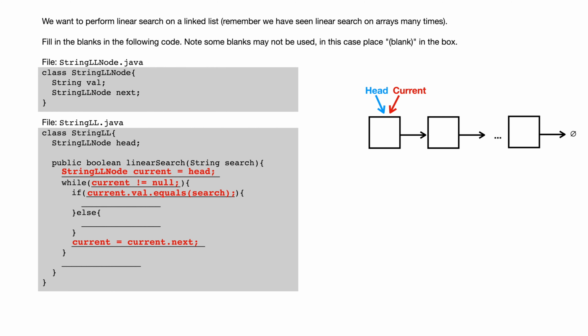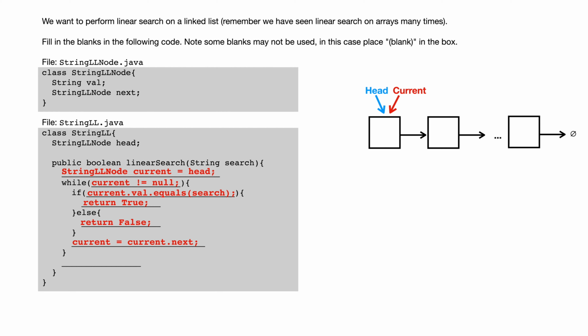So if that's true, so ignore these semicolons that I put in on accident. But if the current value is equal to our search, then we're going to do something. Otherwise, we're going to do something else. So if it's equal to our search, that means we found what we're looking for, and we can just return true, right? But if current is not equal to our search, well, then we can just return false, right?